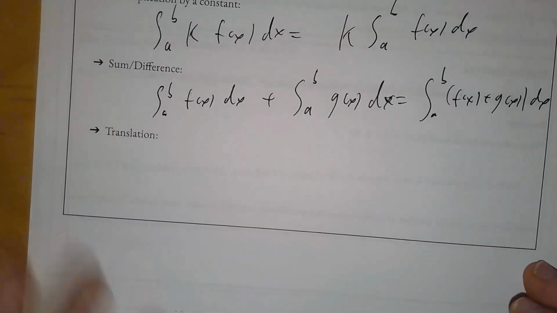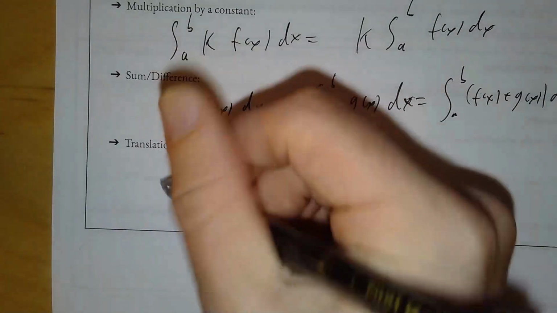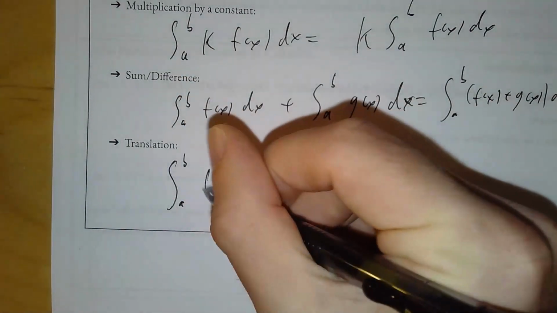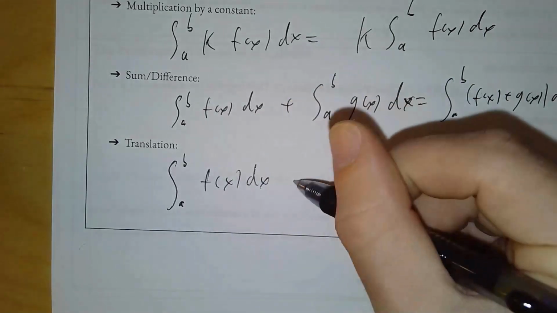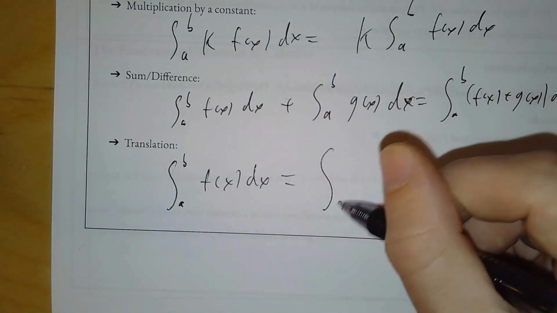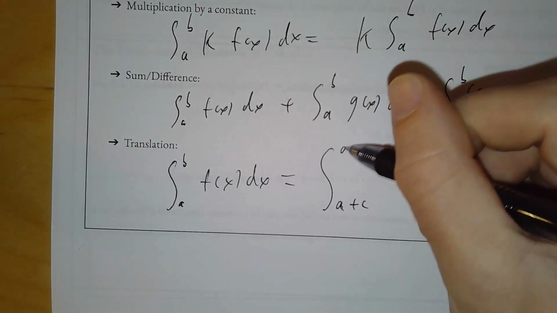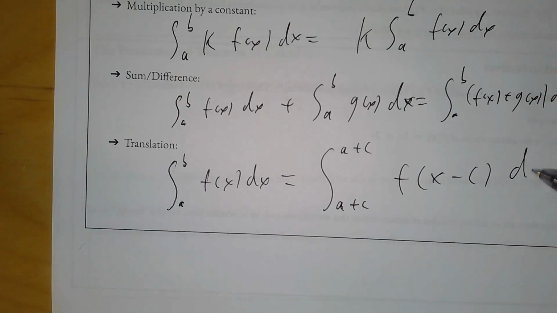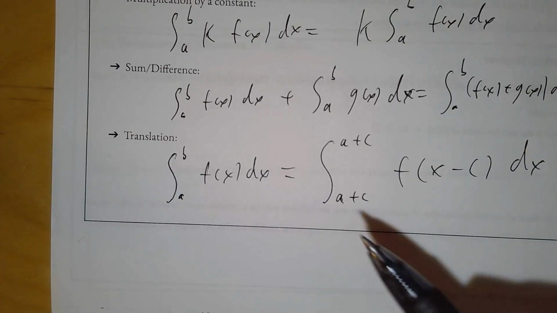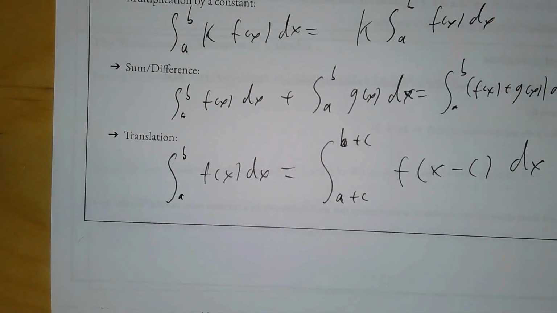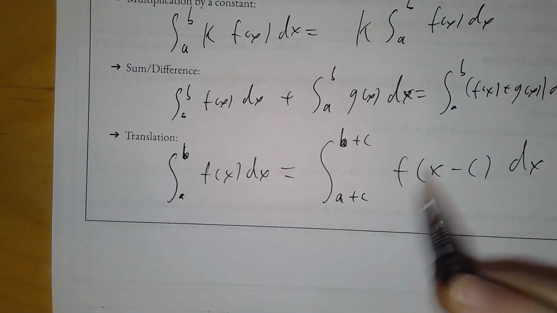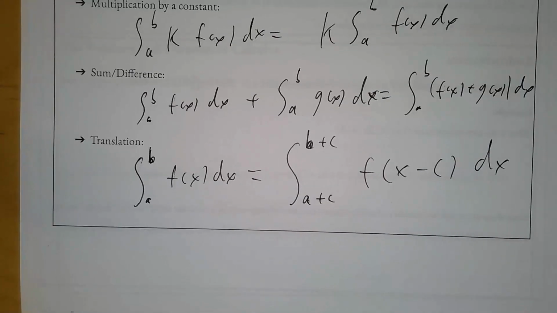Translation. The idea of this one is that if you have an integral from a to b of f(x) dx, that is equivalent to the integral from a plus some c to b plus c of f of x minus c dx. Sorry, my bad, this should be a b. What this one is saying is that if you're moving the bounds of your integral some c to the right, and you move the function that same amount c to the right, then it's the same integral.